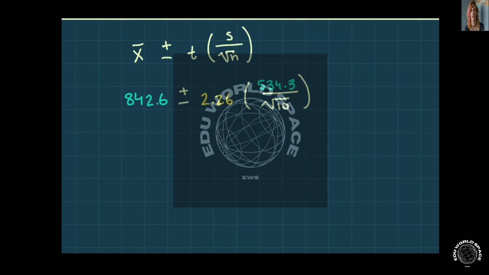Be sure to be careful with your parentheses when you're doing this. This step in particular can get very nasty if you're not using parentheses in the right way. It's a very common place for algebra errors. And then once you figure out this whole term, add it to 842.6 and subtract it from 842.6. And you will get the range of values.